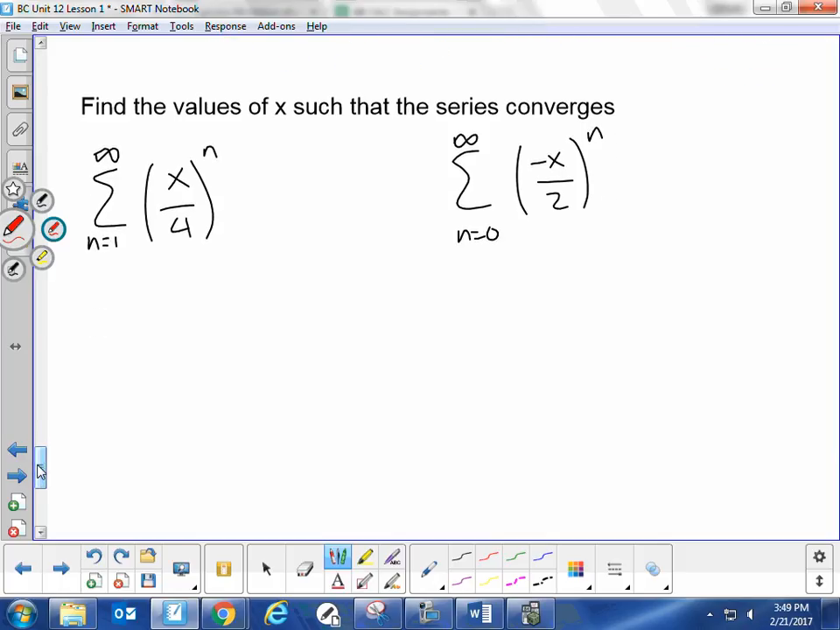Finally, we have certain situations where I have an x, and I'm asking you to find the x value such that the series converges. Very, very important to understand that what you're taking to the power needs to have its absolute value between 0 and 1.